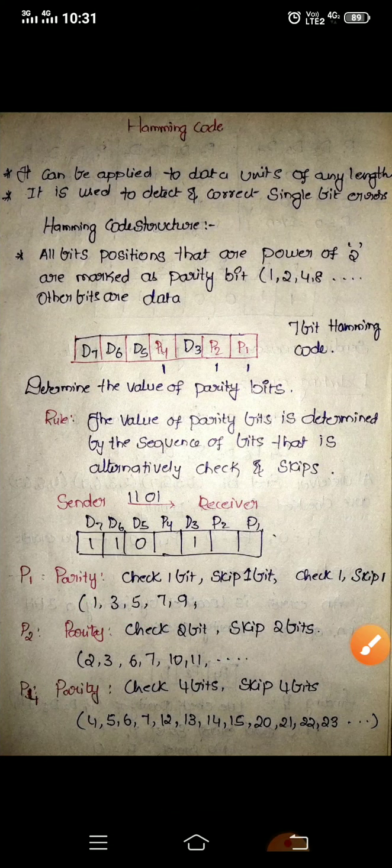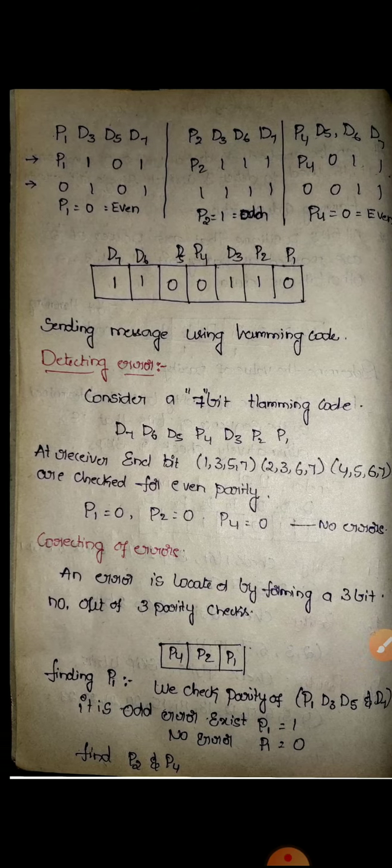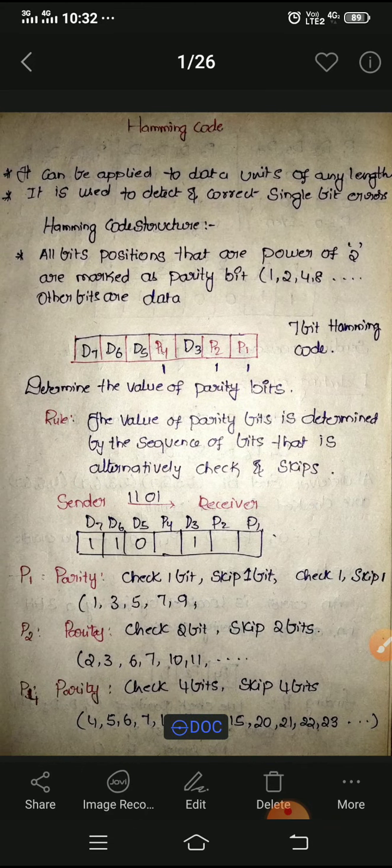Based on this, D3, D5, D7. Next, P2 is associated with D3, D6, D7. P4 is associated with D5, D6, D7. For any doubts, just go through these P1, P2, P4 parity bits and their positions. Here the first position is considered as P1 and all the remaining positions we consider as data bits.